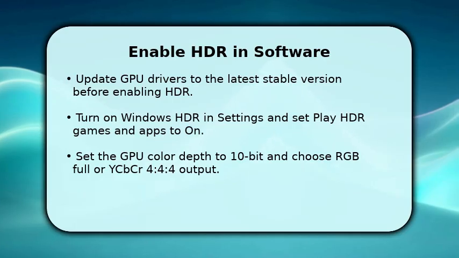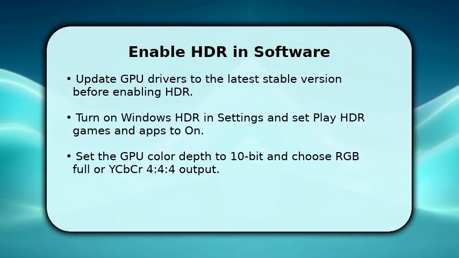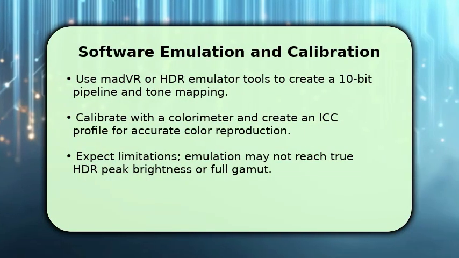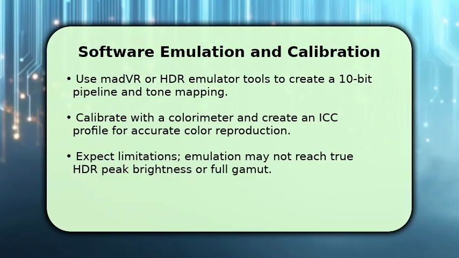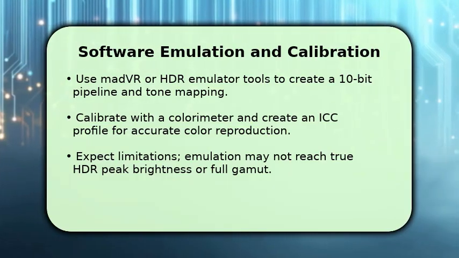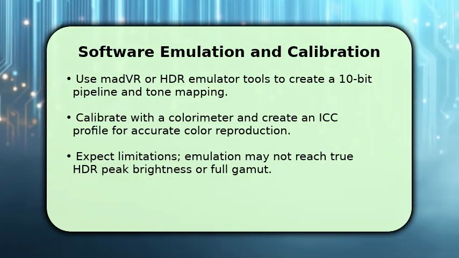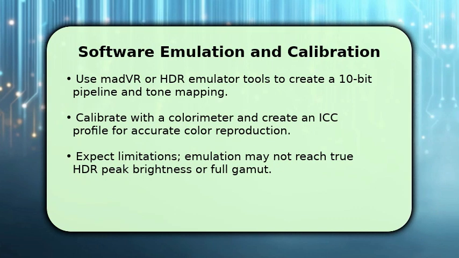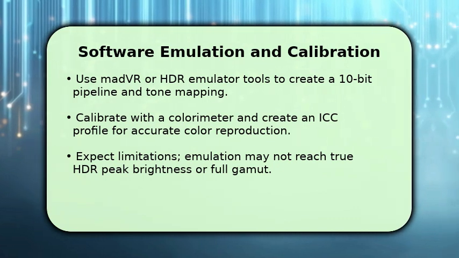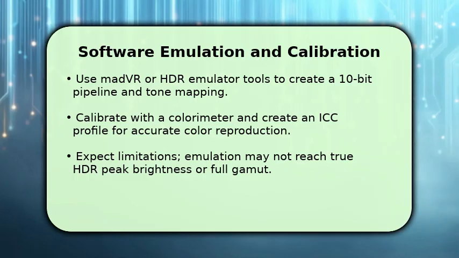Use MadVR or HDR emulator tools to create a 10-bit pipeline and tone mapping. Configure MadVR renderer settings to enable dither, 10-bit output, and HDR to SDR options for proper mapping. Alternatively, test ReShade or custom LUT workflows to simulate extended dynamic range.